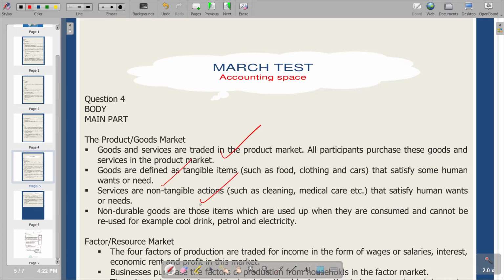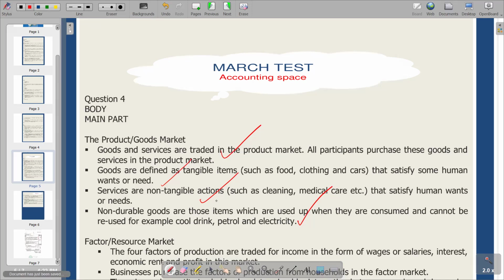So we have also non-durable goods, those items which are used up when they are consumed and cannot be reused, for example, cool drink, petrol, electricity. So obviously you can go on and try to explain durable goods, which are goods that are going to last for a longer period of time. You can talk of furniture, you can talk of equipment as durable goods.